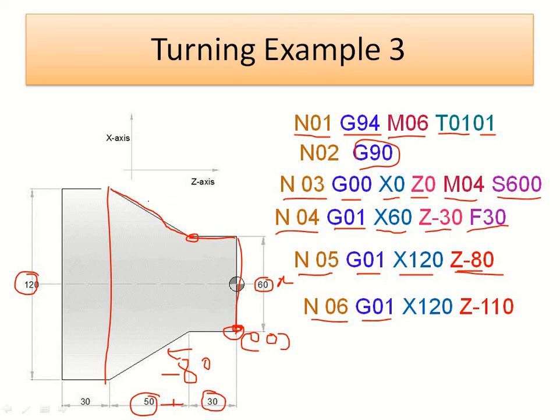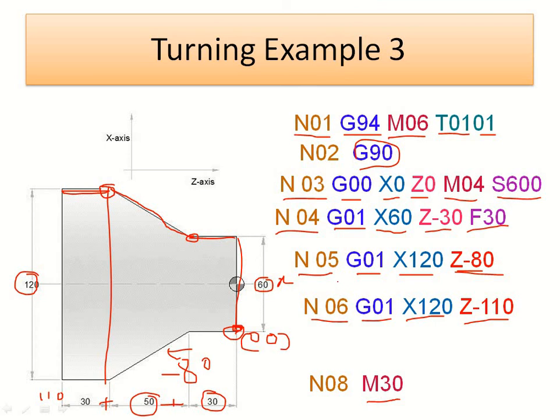Then N06 is the next block, with linear interpolation. The tool is at this position, and X is 120 and Z is minus 110. Again we take the addition of 80 plus 30, that is 110, and the tool travels and completes the job from this position to this, and the turning operation is completed. Now we take the next block, N08, the last block, that is program stop reset.